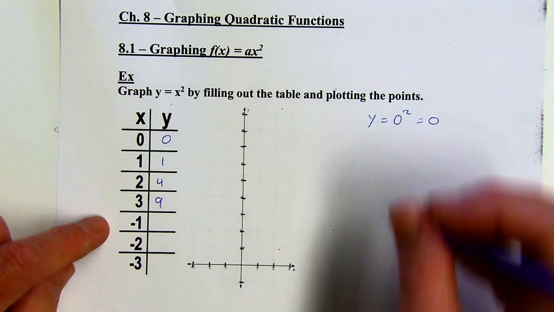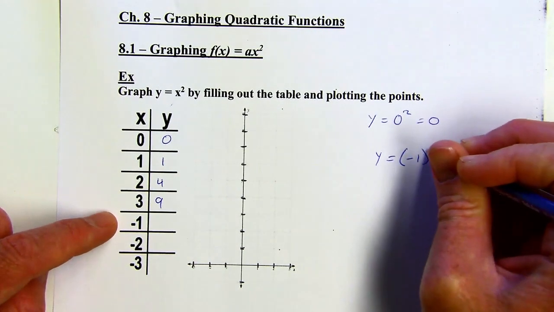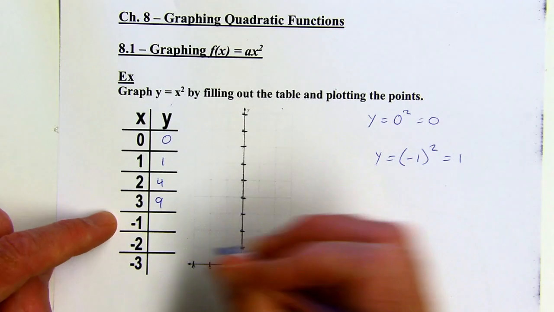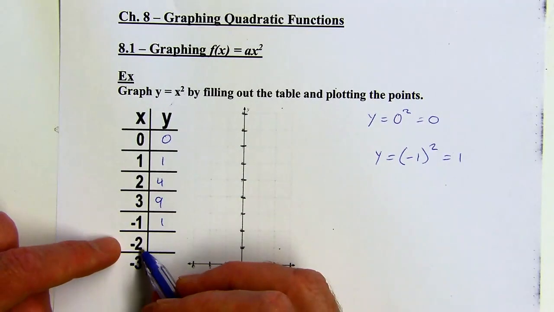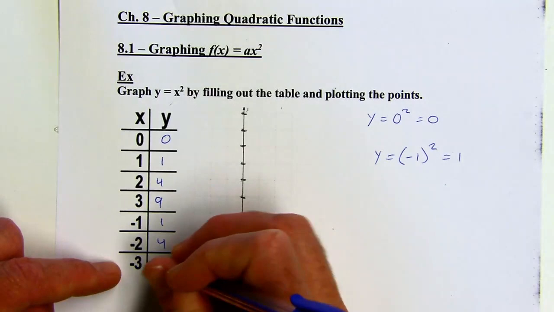When I get to the negatives, let's think about this. I'm taking the quantity -1 and squaring it. So -1 times -1 is positive 1. Okay, and -2 times itself would be positive 4. -3 times itself is positive 9.